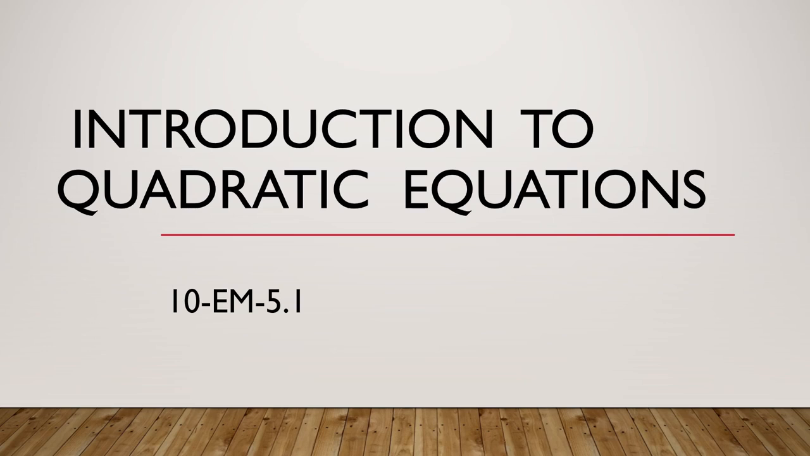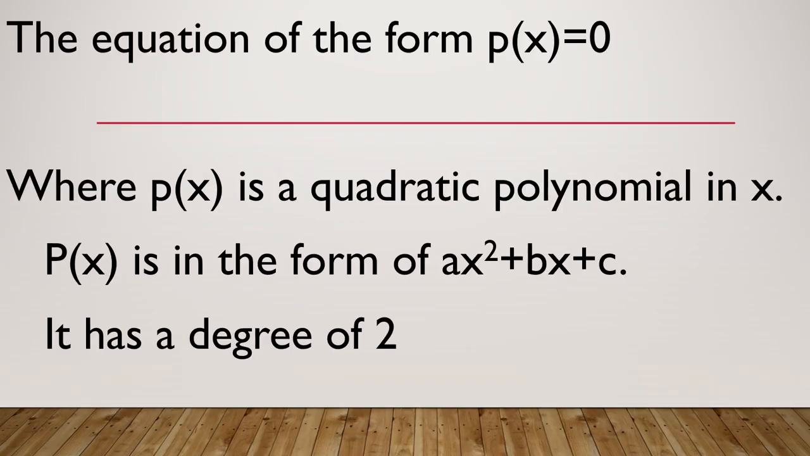Today for the 10th class students, in the 5th chapter we are going for the introduction of quadratic equations. The equation of the form p of x equal to 0, where p of x is a quadratic polynomial in x and p of x is in the form of ax square plus bx plus c, is called as a quadratic equation. It has a degree of 2.